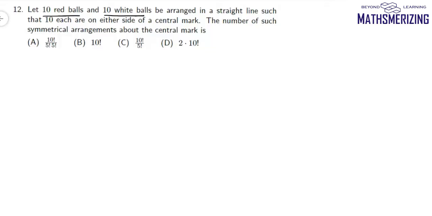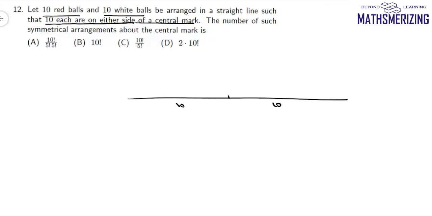Now question number 12 says there are 10 red balls and 10 white balls which are to be arranged in a straight line such that 10 each are on either side of central mark. So we have this central mark, and then we have 10 balls to the left and 10 balls to the right. The number of such symmetrical arrangements about central mark. Now this arrangement has to be symmetrical about central mark. So that means on the left, I must have 5 red and 5 white. And on the right also, I'll have 5 red and 5 white.